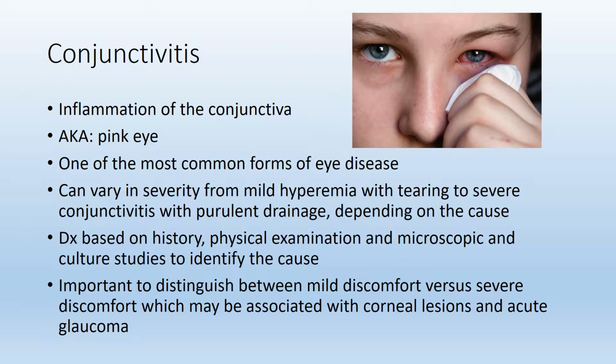Diagnosis is usually based on history and physical examination, although microscopic and culture studies may be required to identify the cause. The causes of conjunctivitis can either be infectious, such as bacterial, viral, chlamydial, fungal, or parasitic, or non-infectious, and that can include things like allergic causes, toxins such as irritants, dust, smoke, and irradiation, or secondary to another disease such as Kawasaki disease.